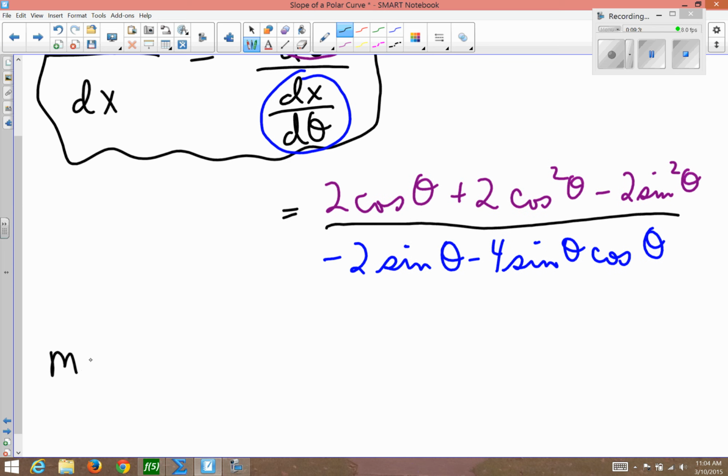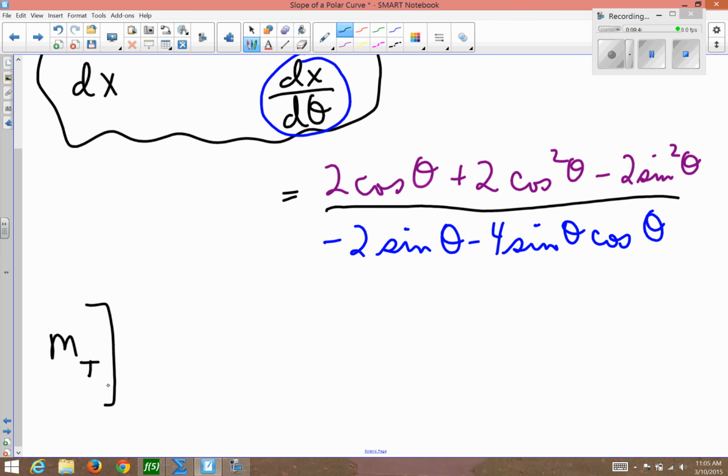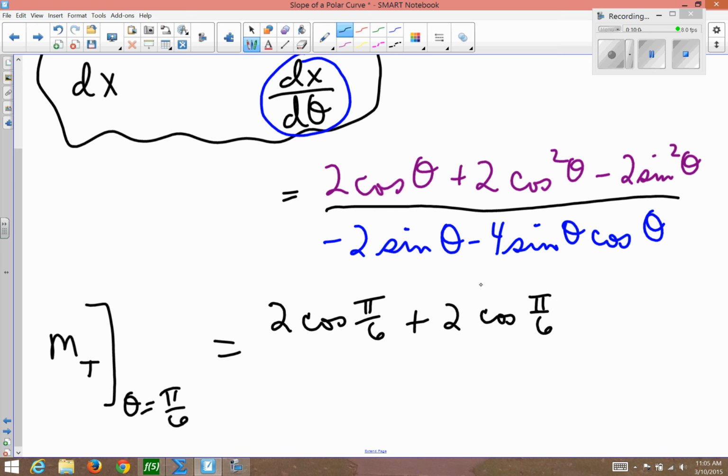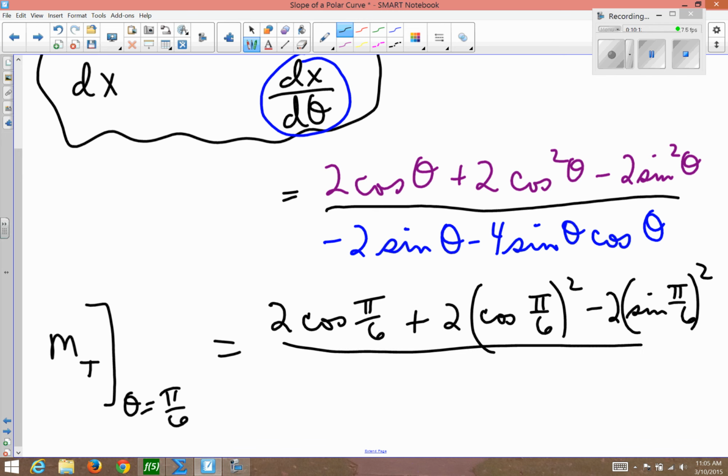The slope of the curve, the cardioid, that means the slope of the tangent line, at theta equals pi over 6 means this derivative when theta is pi over 6. 2 cosine pi over 6 plus 2 cosine pi over 6 squared minus 2 sine pi over 6 squared over negative 2 sine pi over 6 minus 4 sine pi over 6 cosine pi over 6.